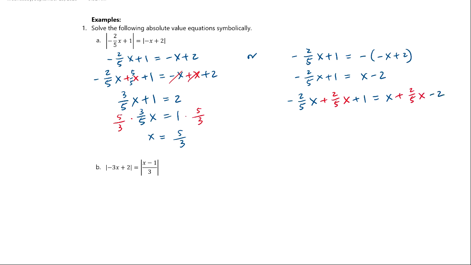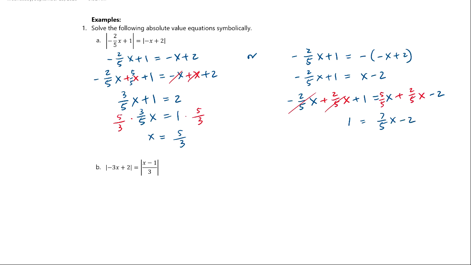So all I did is add 2/5 x on both sides, and therefore they can be cancelled out, and I would end up having 1 is equal to, same thing here, x is really the same as 5 over 5 x, just so I can get a common denominator. And therefore this is 7 over 5 x minus 2.